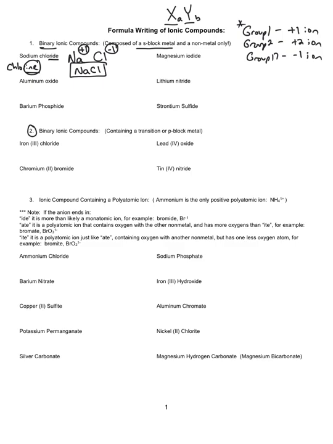All right, let's look at the next one. Magnesium. Magnesium has got a charge of +2. Iodide comes from the element iodine. It is a halogen. It has a charge of -1.